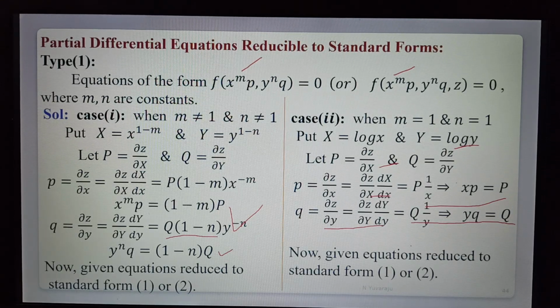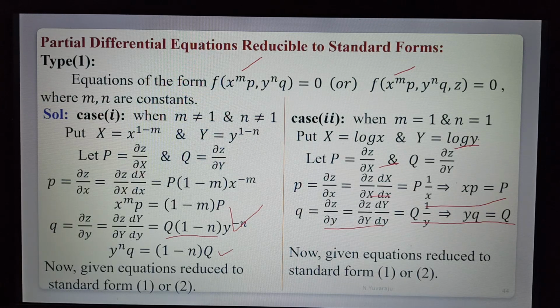Now, substituting both in the given equation, the equation is reducible to standard form 1 or 2. These are the two cases, and this is type 1. Now we continue finding the solution by the method of standard forms 1 and 2. This is the procedure.